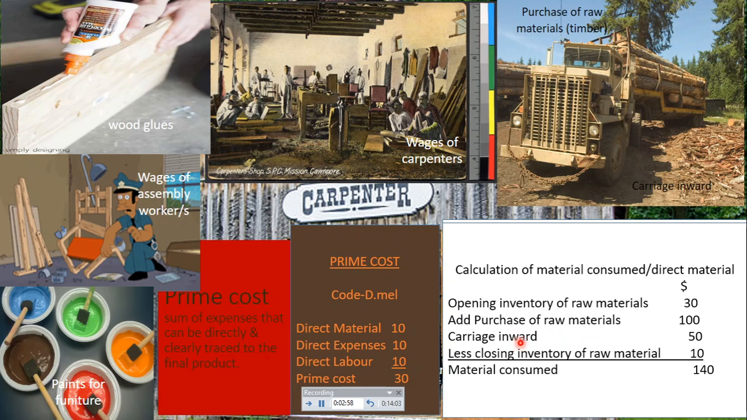The reason why we are adding carriage inward is because this carriage inward is a direct cost involved, the transportation cost to bring your timber. So keep this in your mind. Pause the video for some time and remember this formula.